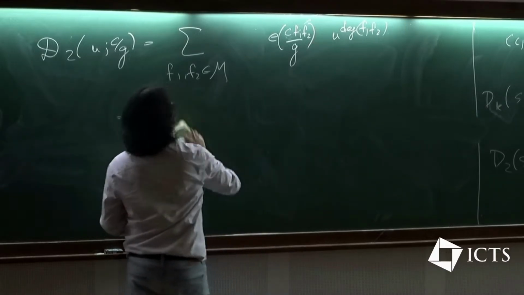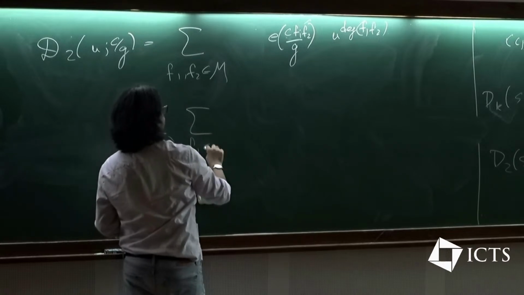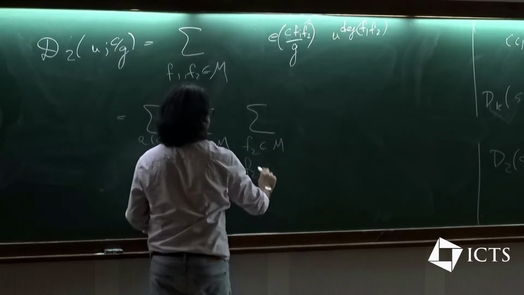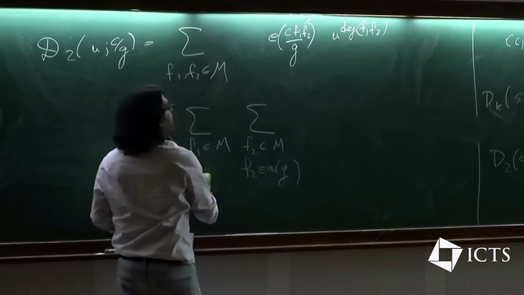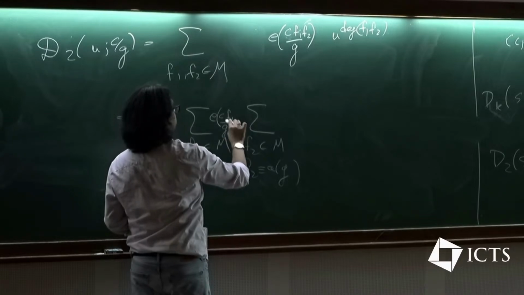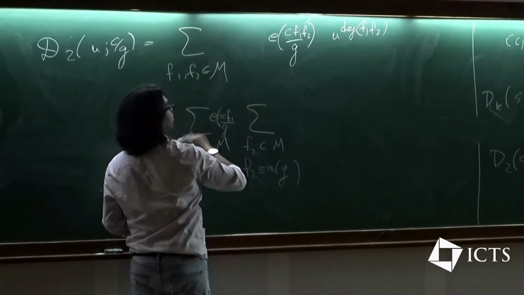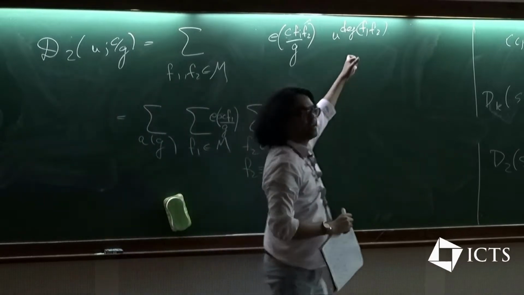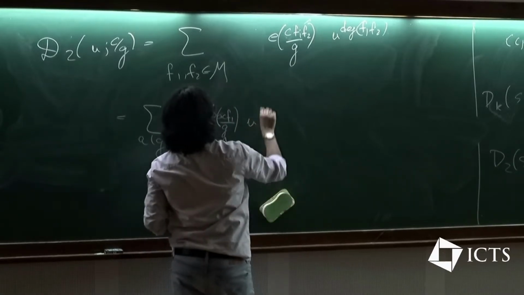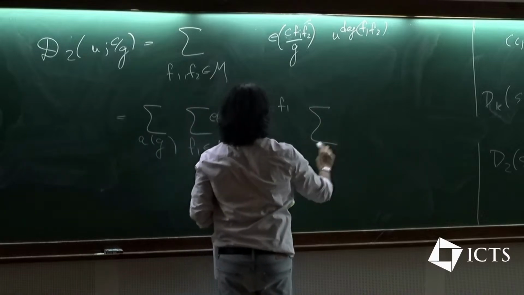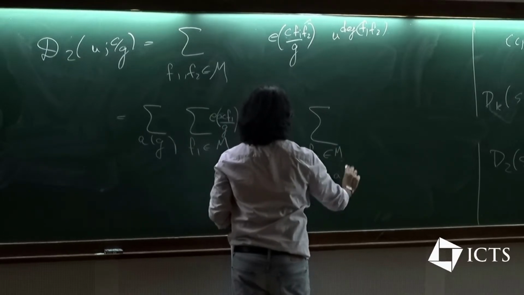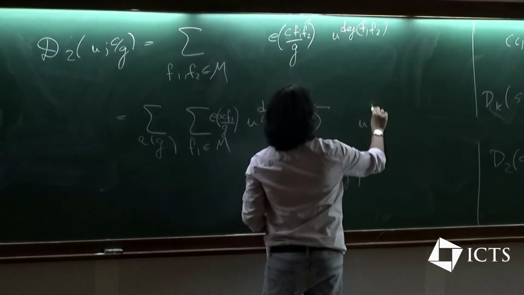So you will get a summation over f1 monic, and then a summation over f2 monic, but f2 is constrained to the congruence class a mod g. Now it doesn't depend on f2, so you can put this bit out, and there will be an a bar over here. And u to the degree of f1 f2 is multiplicative, so there's also a u to the degree of f1 here. And inside I have the summation over f2 monic, where f2 is congruent to a mod g, of u to the degree of f2.